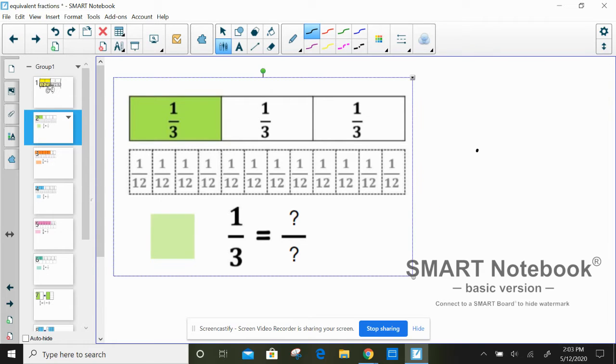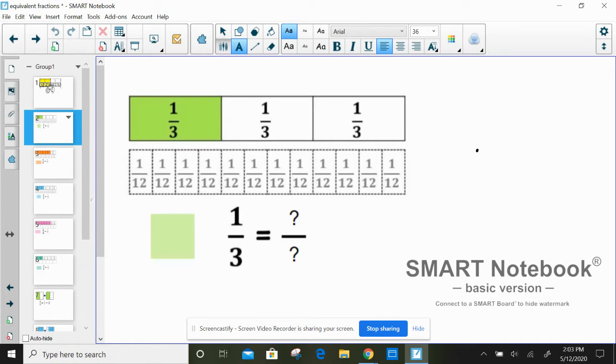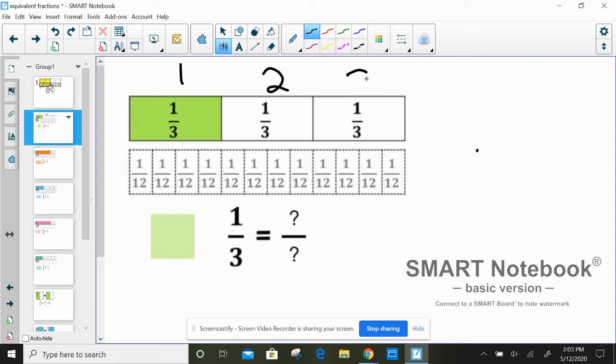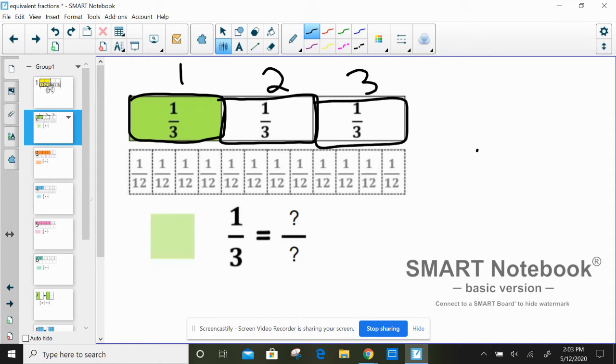So this next one here, we have 1/3. So we broke this first one up into 1, 2, 3 total pieces. See this? 1, 2, 3 total pieces. That's what this 3, the denominator down here, that's what that means. That means there are 3 total pieces in our shape. Okay? Now, in this case, only one of those pieces, this one here, is shaded.